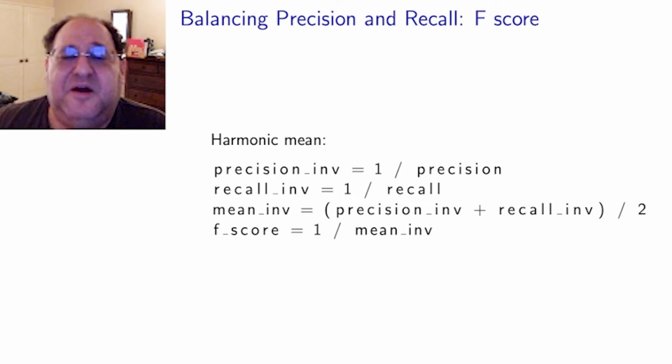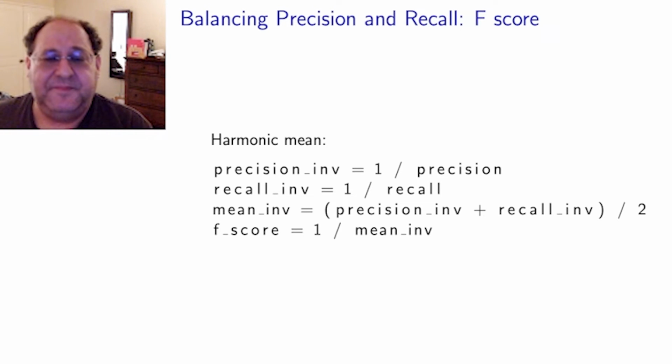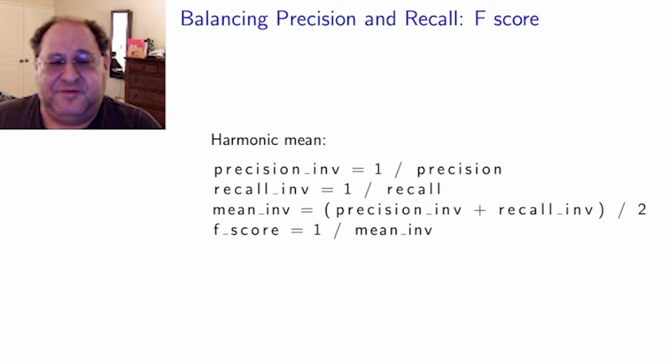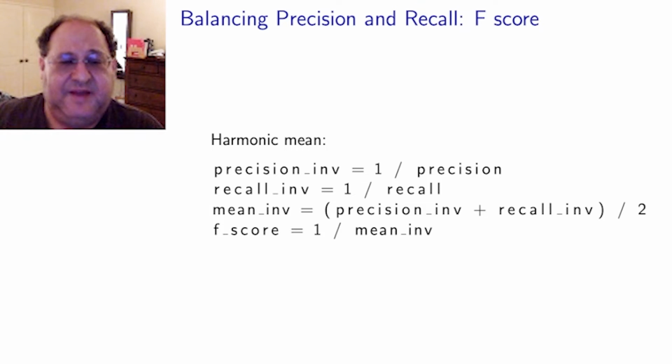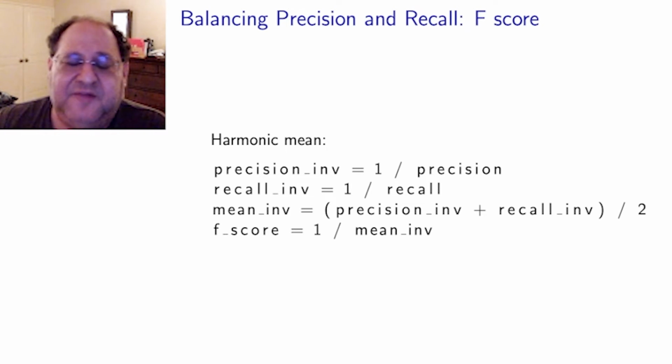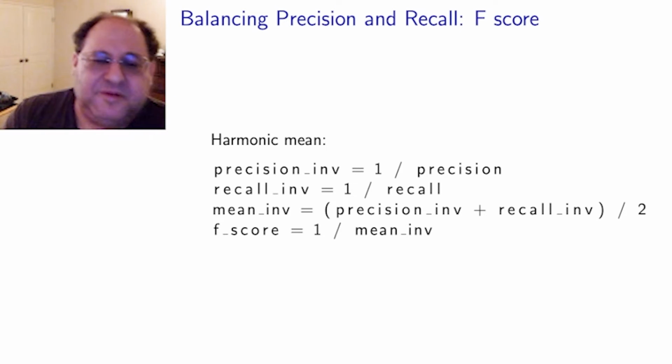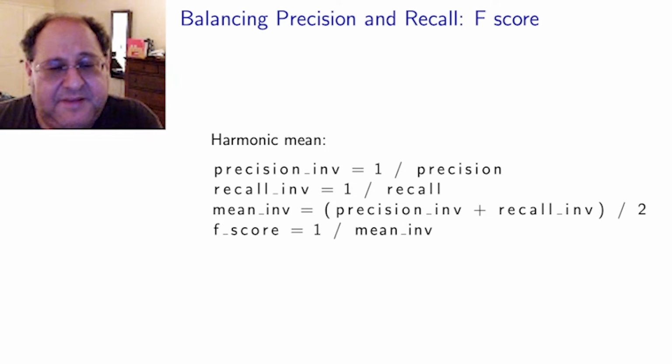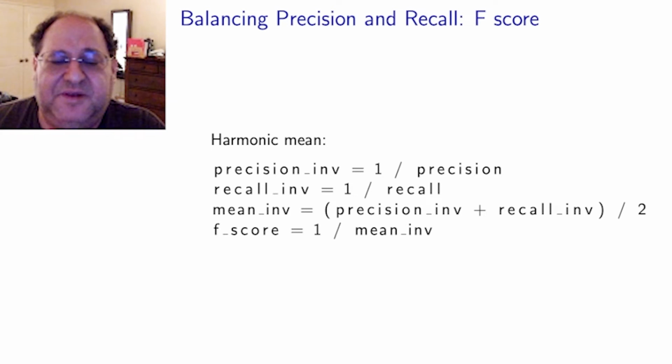So it's basically the harmonic mean, right? We take the inverse of the precision, the inverse of the recall, we add them and divide by 2. So we take the mean of the inverses, and then we invert that. That's called the harmonic mean. It has some nice behaviors that are slightly different than the regular mean. There's also a variation with the geometric mean that's not important right now. But this is a really useful measurement.